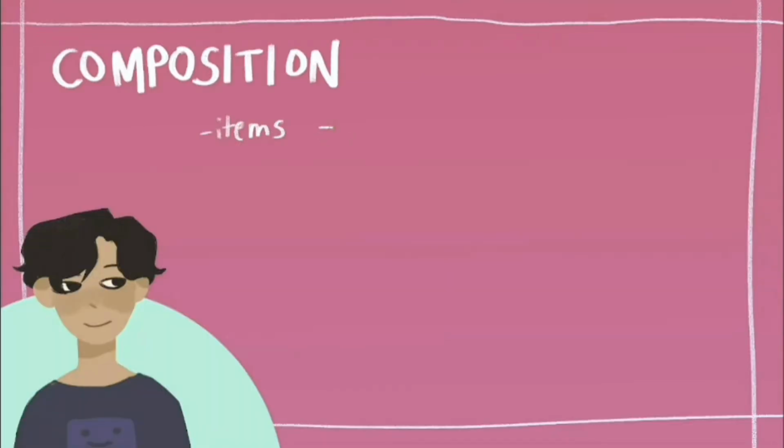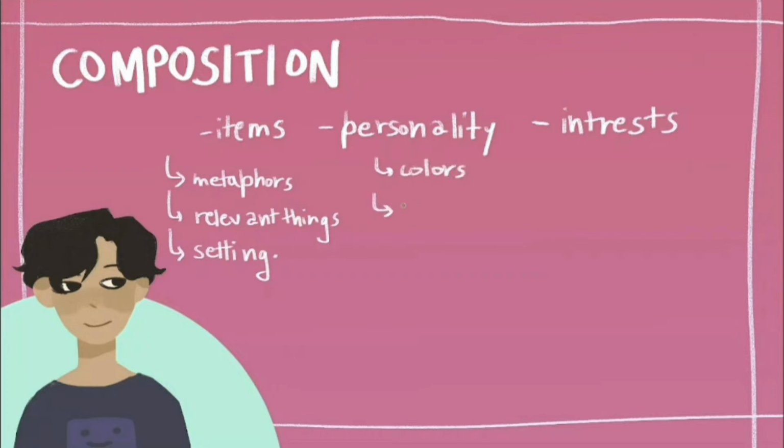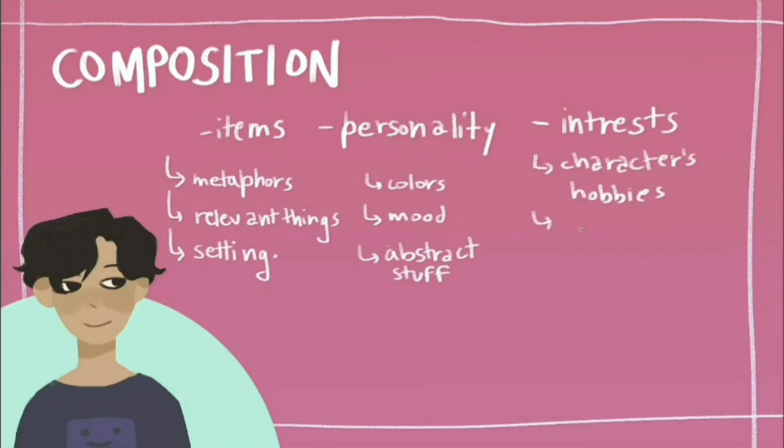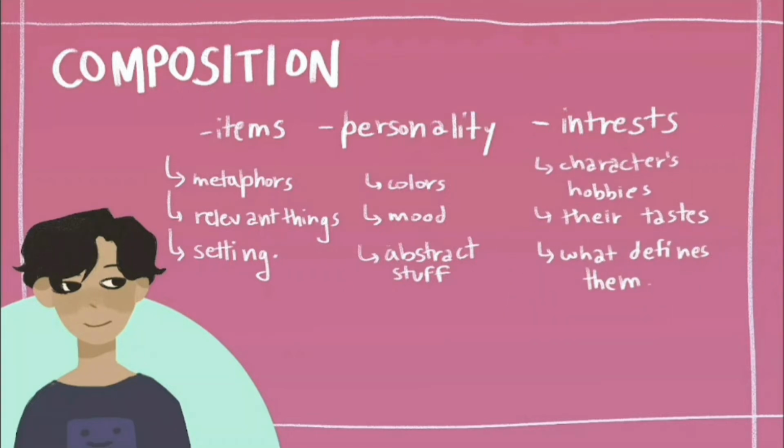Composition. Composition is the more fun part of the process. This is where you decide what the illustration will look like. You can divide this into 3 categories: items, personality, and interests. Items are metaphors or any relevant things. This can also include the setting. Personality will determine the colors, mood, and it will consist of more abstract stuff. Interests are characters' hobbies, their tastes, and what defines them. If there is no specific character, interests can just be important elements or things that define the story.